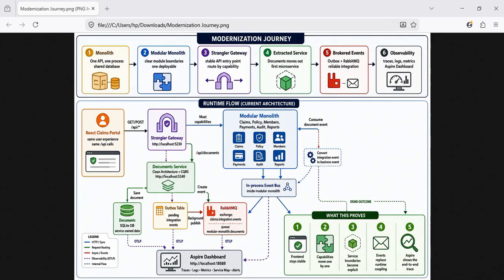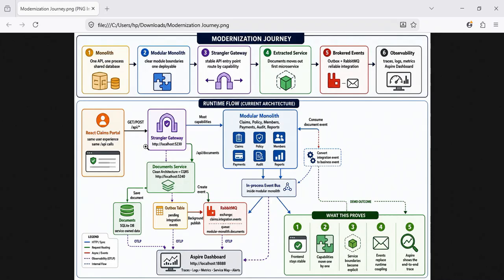A user request may pass through the React frontend, the Strangler gateway, the document service, the database, the outbox publisher, the RabbitMQ, and then the modular monolith and internal event handlers. Without distributed tracing, these operations may appear as isolated activities. Using OpenTelemetry and the Aspire dashboard, we can observe the complete journey of a request across all participating services. That is where we collect distributed traces, structured logs, application metrics, service dependencies, request durations, and failure information.